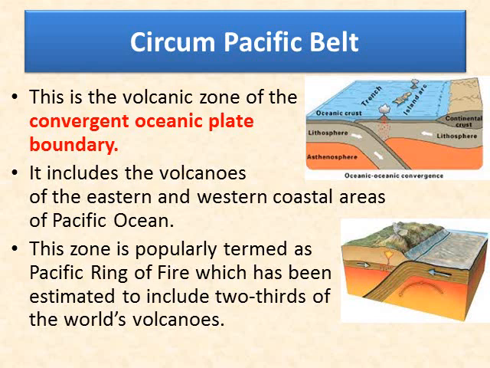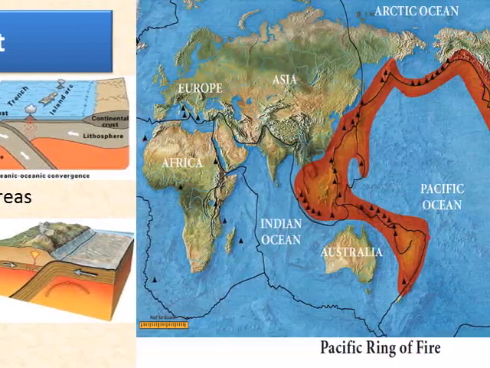Dear children, the Ring of Fire, also referred to as the Circum-Pacific Belt, is a path along the Pacific Ocean characterized by active volcanoes and frequent earthquakes. It runs to a length of 40,000 kilometers and more than 450 volcanoes can be located.